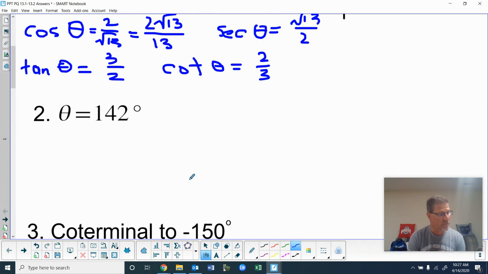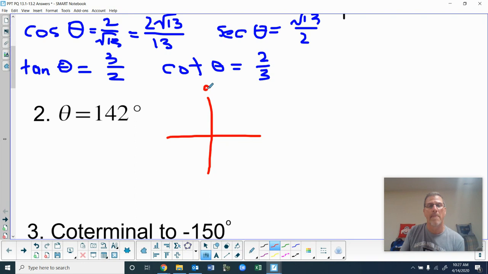The next one, number 2, is we're finding the measure of the reference angle for 142 degrees. So what I like to do is draw it real quick. Make my y and x axes. And remember, when I'm going this direction, that's the positive direction. Up here is 90, and here's 180 going around, and then 270, and 360 is all the way around.